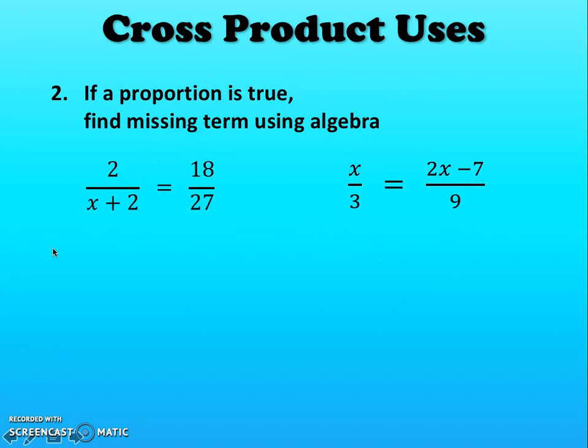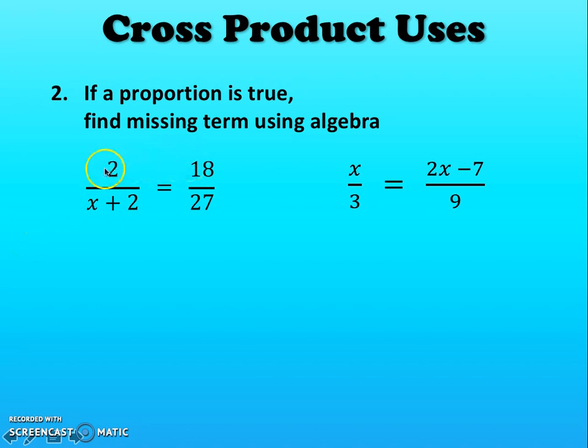Now we're going to look at solving these to figure out the missing term. These ones we're going to assume already are true. It's got the equal sign in there. It's telling us it's true. I'm going to do cross products just like I did before, but now I've got more than just an x here.